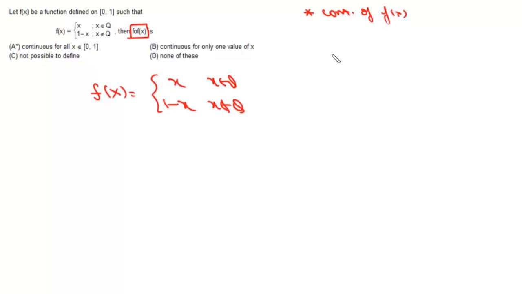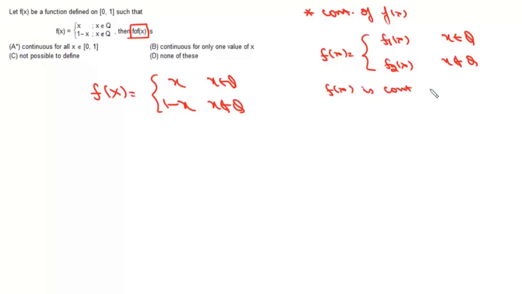Now literature says if we have any function f(x) which is defined as f1(x) when x is rational and f2(x) when x is irrational, then this function is continuous only at points where f1(x) equals f2(x). So this function will be continuous for only those points which are solutions of this equation f1(x) equals f2(x).